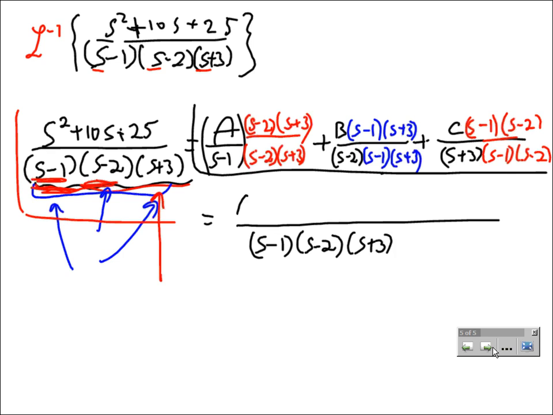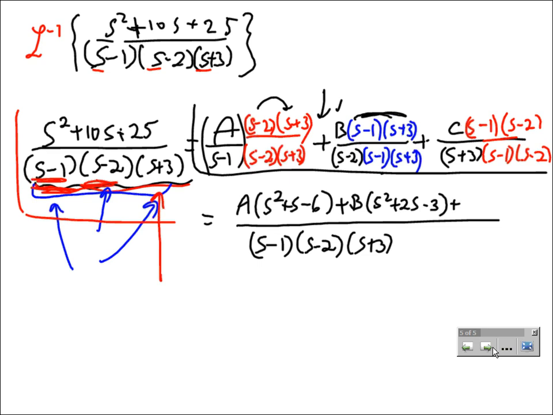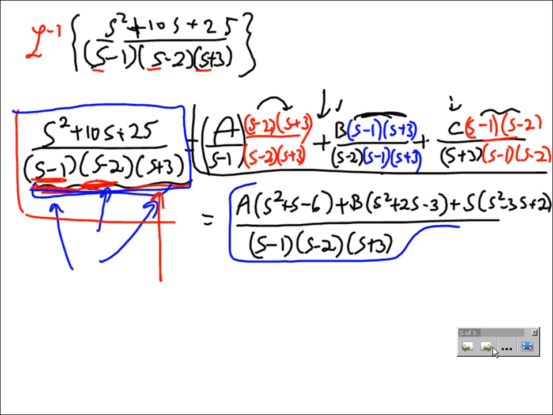And on the top, we'll have a times this times that. This times that is s squared plus s minus 6. Plus b times that, which is s squared plus 2s minus 3. Plus c times this, which is s squared minus 3s plus 2. So now, we have at this point that this fraction equals this fraction.